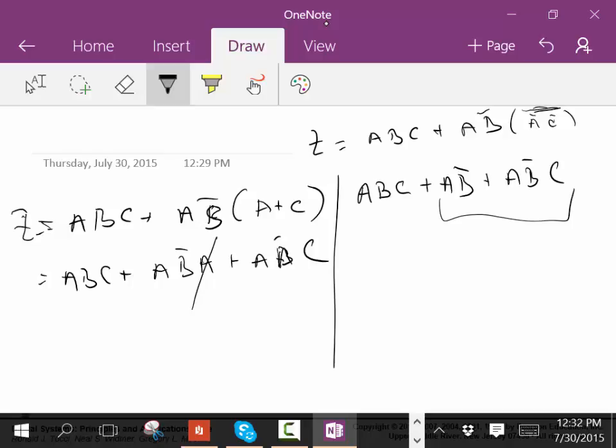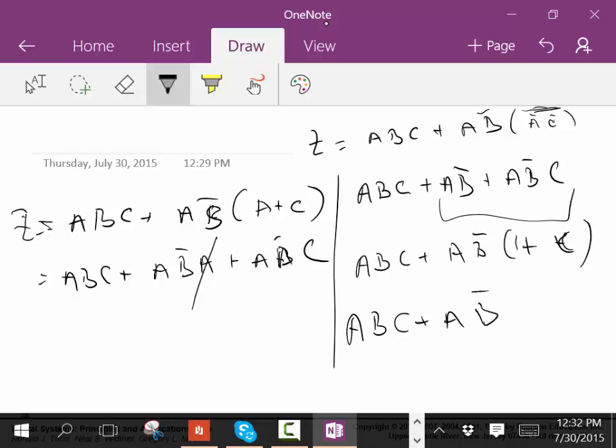Right there. And when I combine these two, I get A, B, C plus A, B naught 1 plus C right there. I factored out a B naught for both these terms. So the 1 plus C drops out. So we're left with A, B, C plus A, B naught right there.